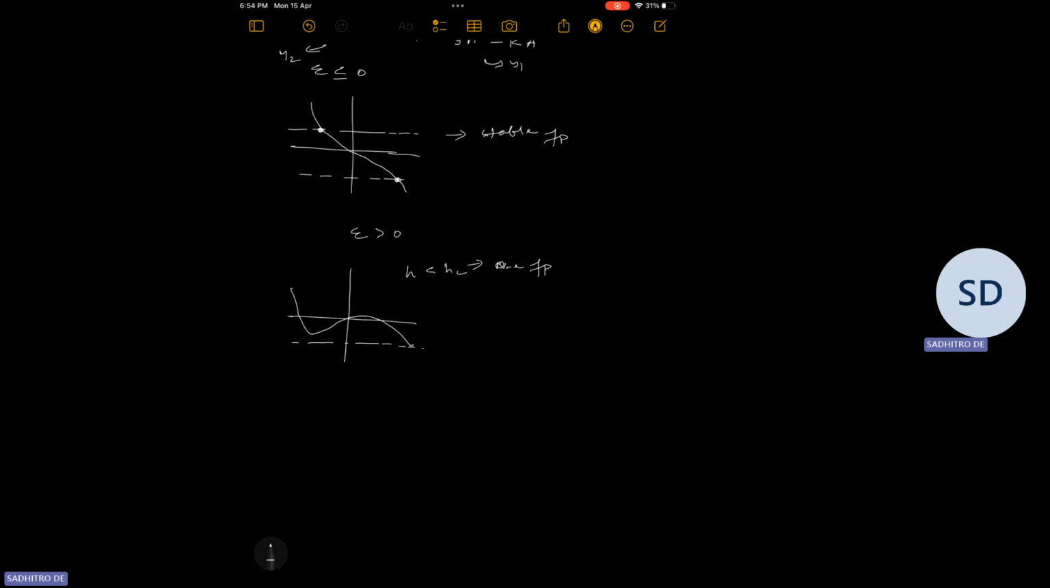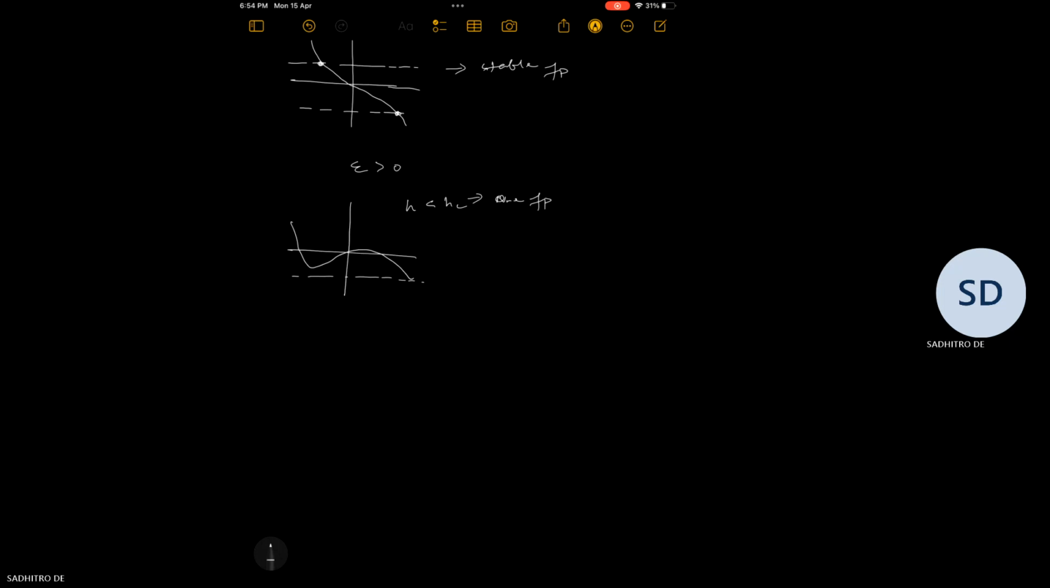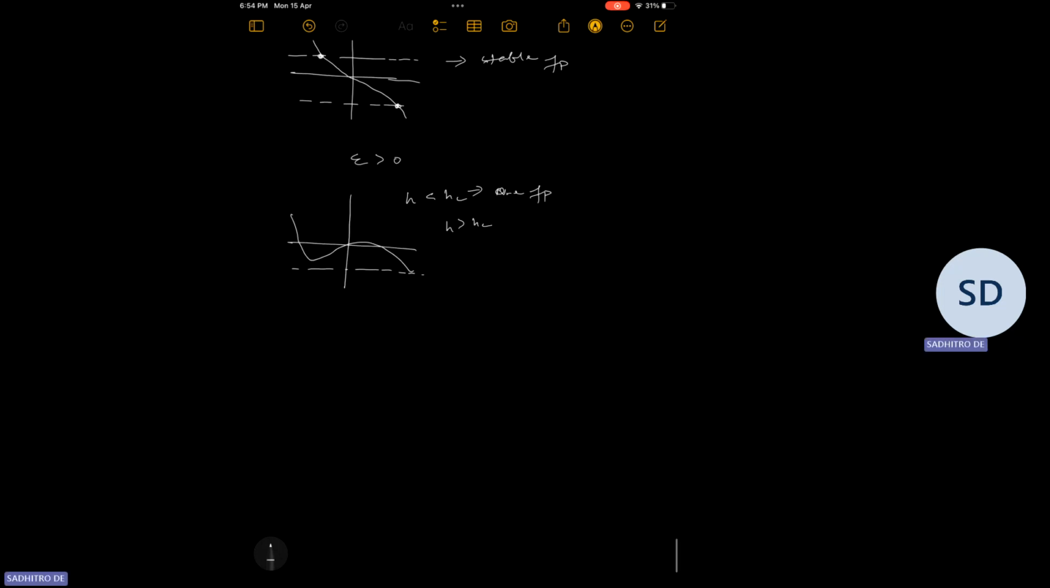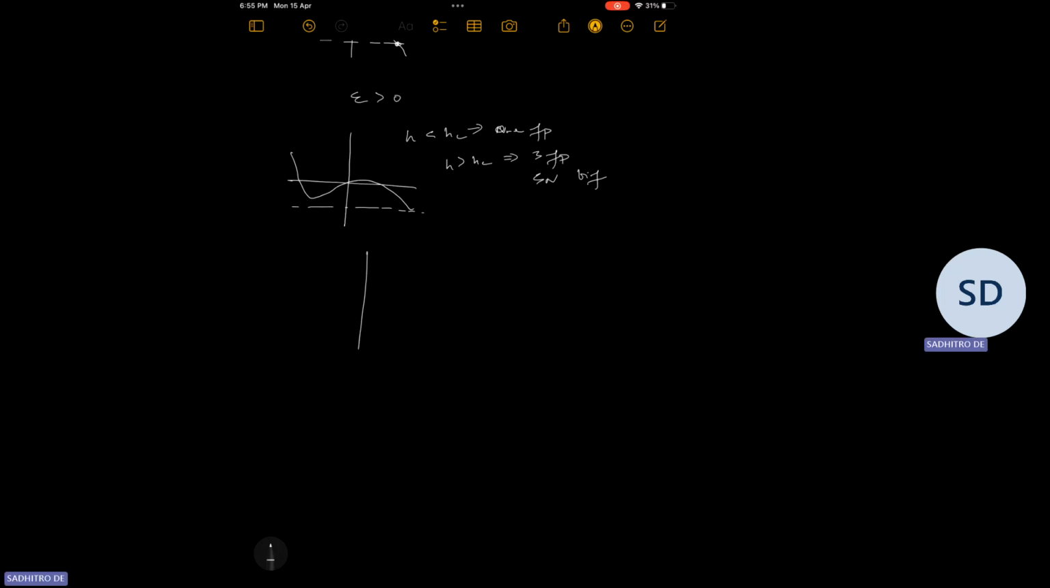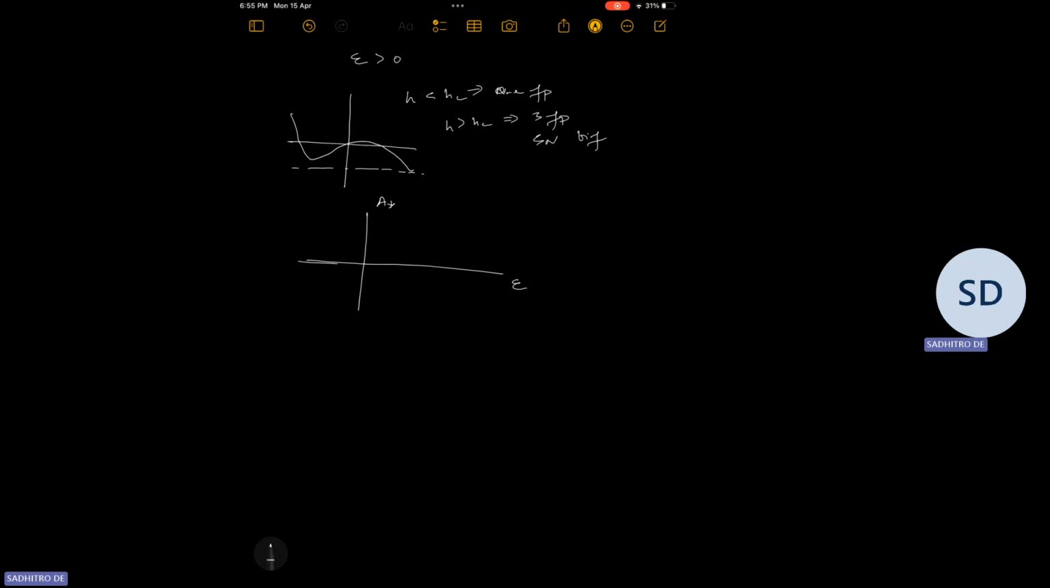basically y equal to minus g square will always be below the x-axis. Then we have two fixed points, okay, standard bifurcation, right? So then the bifurcation diagram for g greater than 0 would look like this. This is epsilon, and there is a saddle-node bifurcation here.